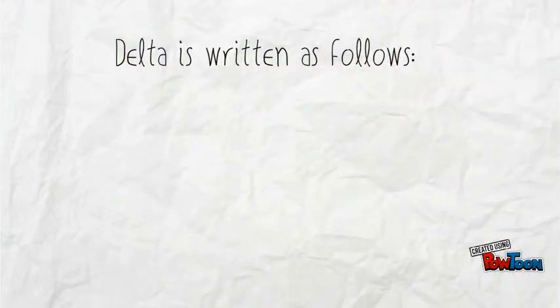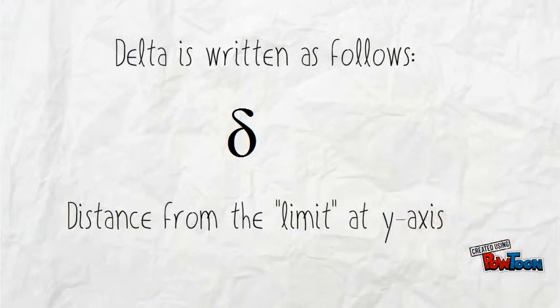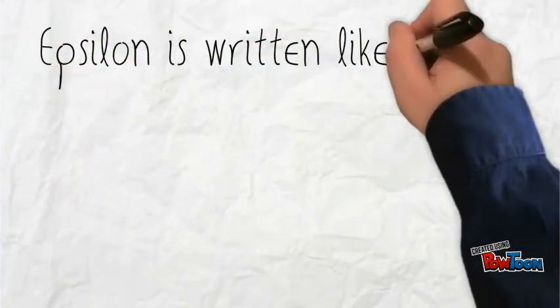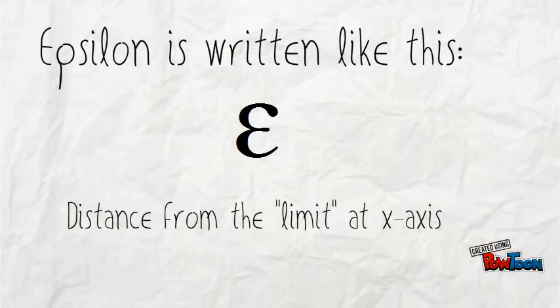Delta, which is written like this, simply means the distance from a limit at the y-axis. And epsilon, which is written like this, is the distance from the limit at the x-axis.